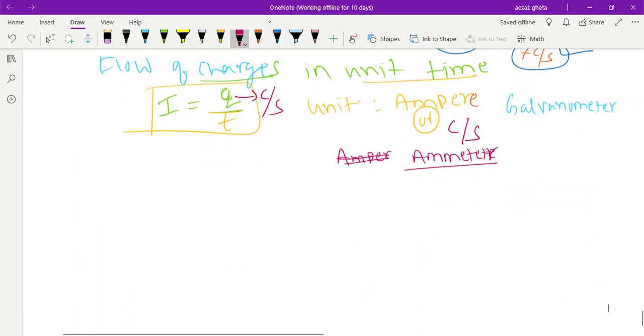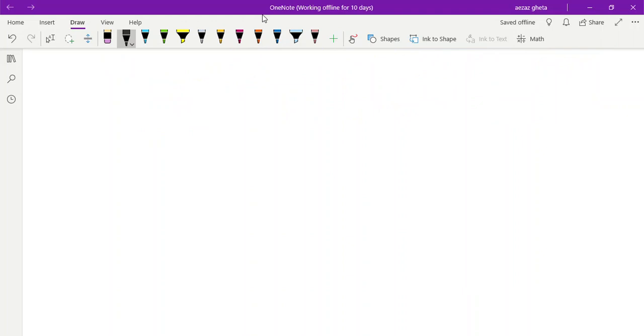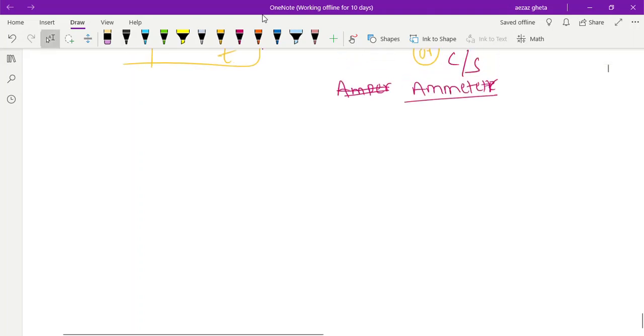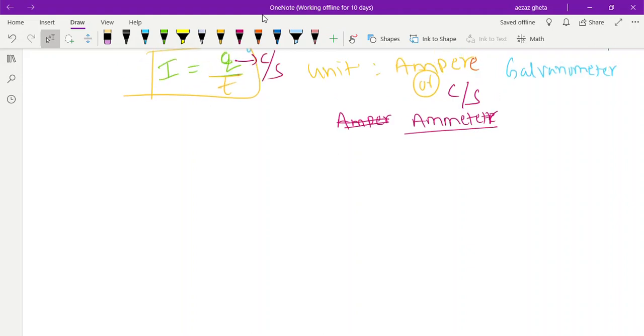A flow of charge in unit time is called electric current, and the unit of electric current is ampere, or you can say coulomb per second. Now the next topic: we got to know the current formula. Now what is exactly the meaning of 1 ampere? You know the formula of electric current, I is equal to Q by T. So we want 1 ampere. What is the meaning of 1 ampere? Anyone knows?